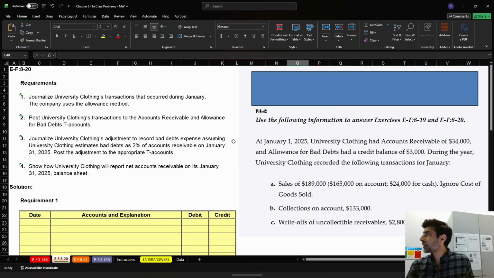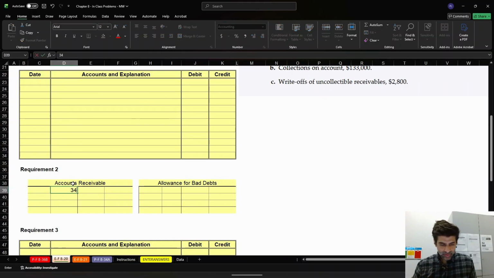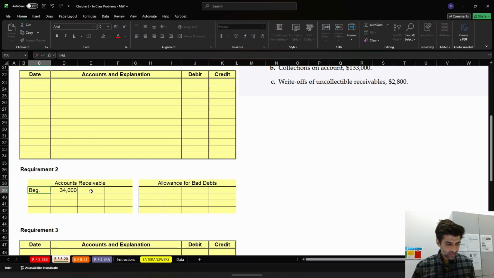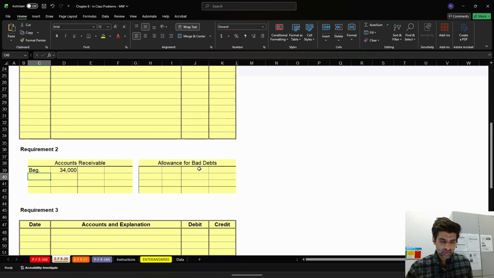Okay, so let's just make sure that everyone is on the same page of what the balances are before the adjustment happens. For accounts receivable, we have a balance of 34,000. It's going to be a debit balance. This is not explicitly stated, but we know assets are debit normal. So this is our beginning balance. And then allowance for bad debt has a credit balance of 3,000. So these are our beginning balances.